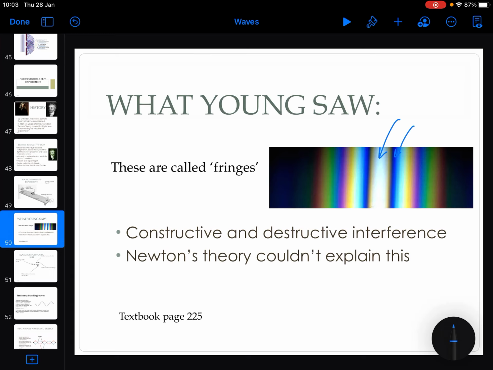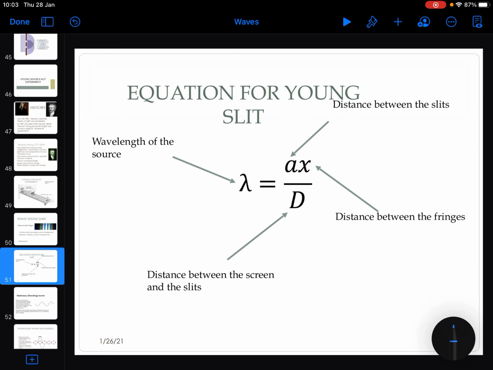They don't spread out. So there is an equation. Wavelength is ax over d, a being the distance between the slits, x being the distance between the fringes, d being the distance between the screen and the slits. Now, everything here is measured in meters. And that's it. We're going to pause there.